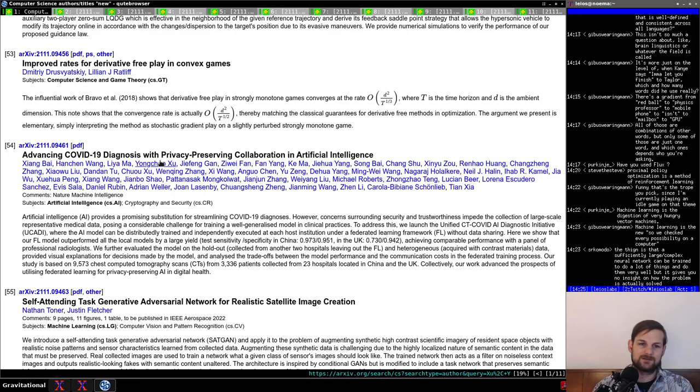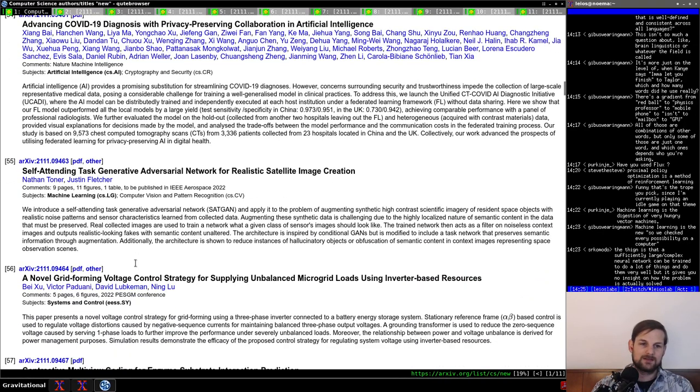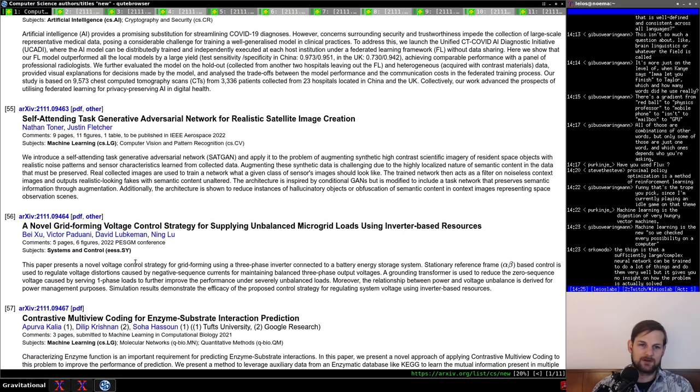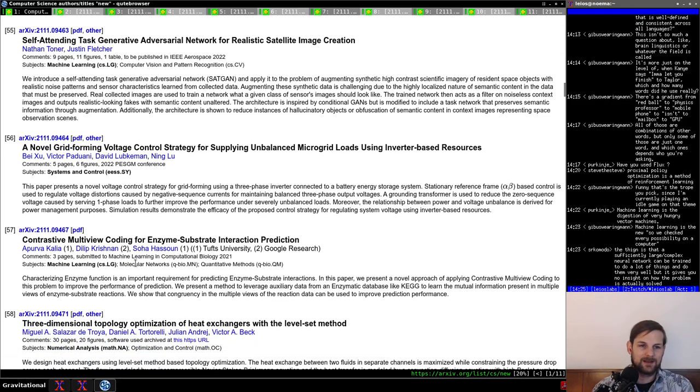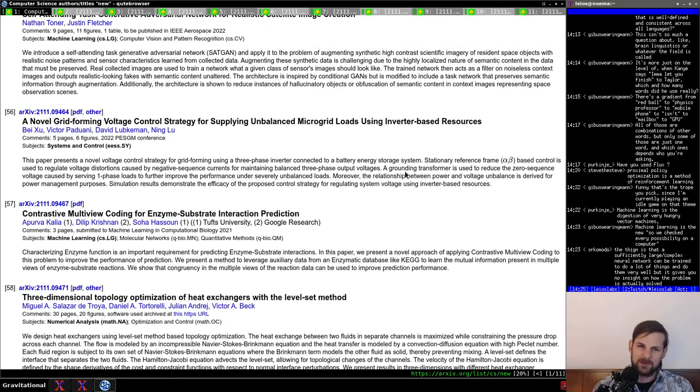Advanced COVID-19 diagnosis with privacy-preserving collaboration in artificial intelligence. Self-attending task-generative adversarial network for realistic satellite image creation. Grid-forming voltage control strategy for supplying unbalanced microgrid loads using inverter-based resources. Maybe that could be interesting. I like the grid forming voltage control strategy. In fact, this could be quite interesting.